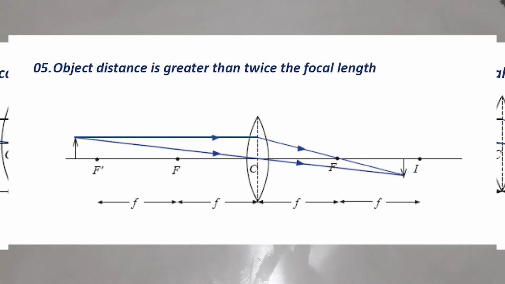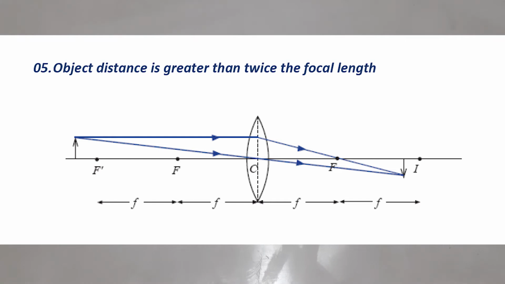Let's move on to the fifth position, that is greater than twice the focal length. As you can see in the diagram, the position of the image will be greater than the focal length and less than twice the focal length on the opposite side. And as you can see, the light rays meet, it forms a real image and it is inverted. So the image formed when the object is kept at a distance greater than twice the focal length is always smaller than the object.